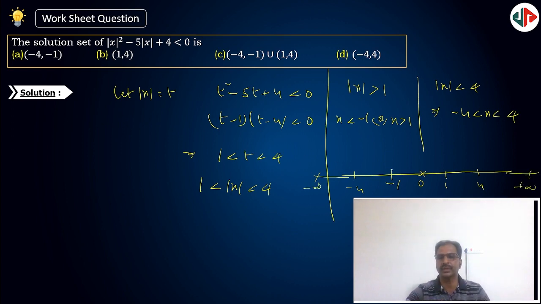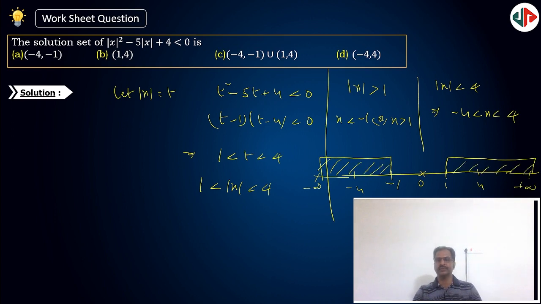What is the first condition? X is less than minus 1, x is greater than 1. Shade like this. Less than minus 1 means up to minus infinity, greater than 1 means up to plus infinity. Second condition is x lies between minus 4 and 4. Shade like this, and see where both the intervals are getting overlapped. So what is the intersection of both the intervals? Minus 4 to minus 1, union 1 to 4. Option C.